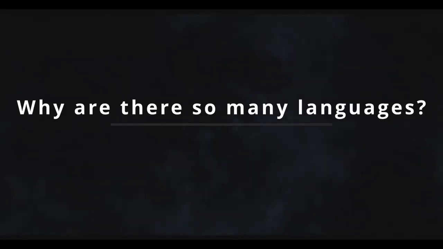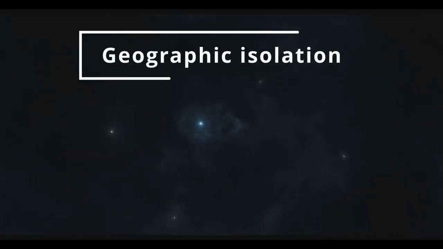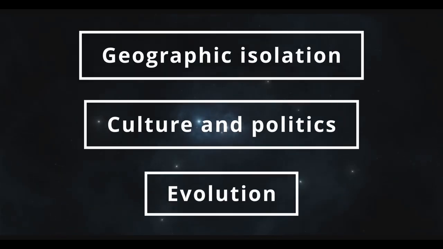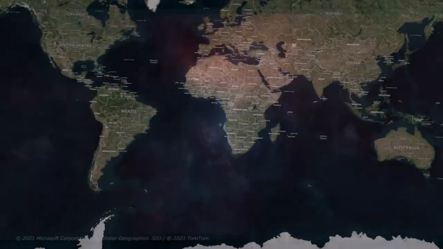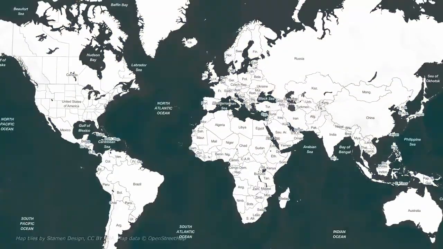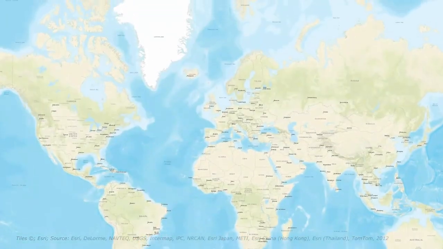So, why are there so many languages? The intertwining factors of geographic isolation, cultural and political forces, and evolution over time cause languages to change and diverge more quickly than you might expect. In other words, there are so many languages because there have been so many people who offer unique perspectives to looking at our world.